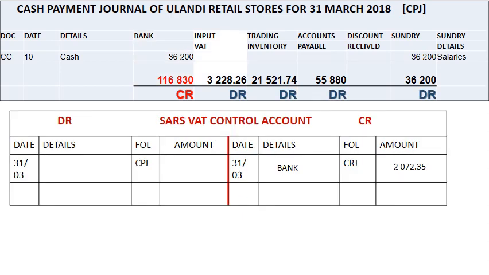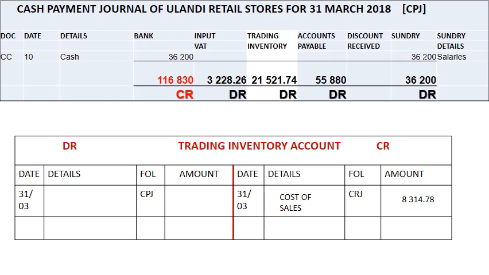Next column to be posted in the CPJ is input VAT. Input is the VAT that we should claim against the output that we have collected. Therefore, we go to the SARS account. On the debit side, we reflect the date at the end of the month. The entry is the bank under details, recorded in the CPJ, total amount as recorded in the journal.